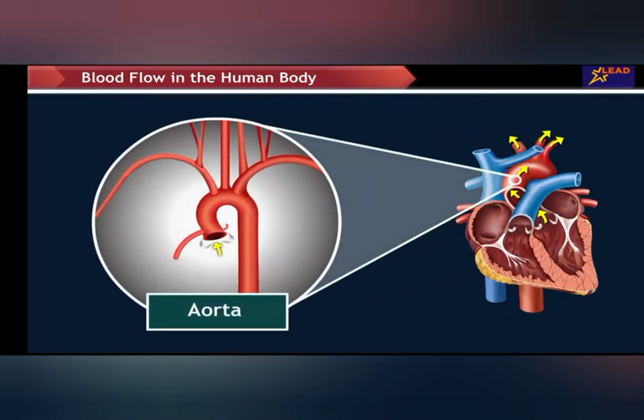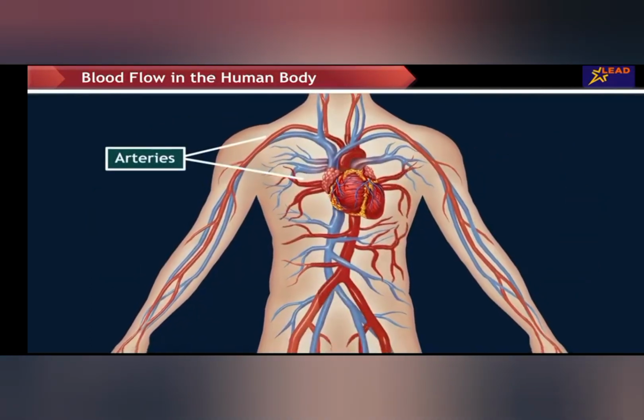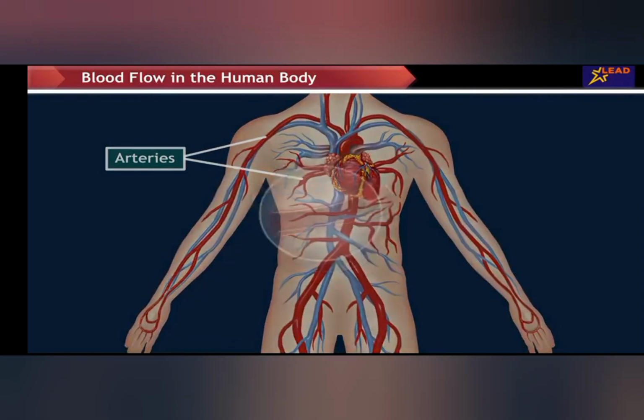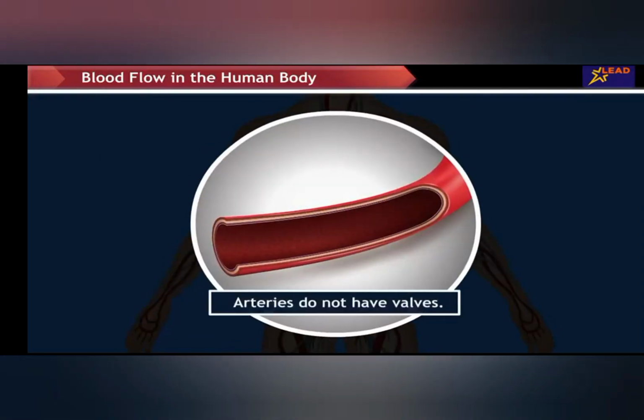Aorta is the main artery that carries blood away from the heart. It branches into many arteries to reach the different parts of the body. These arteries do not have valves, as the pressure from the heart is so strong that the blood can only flow in one direction.